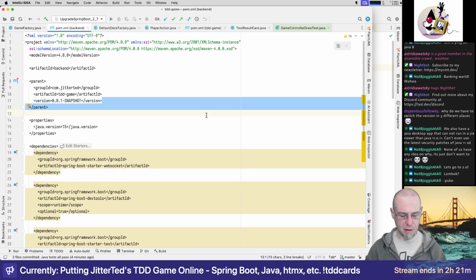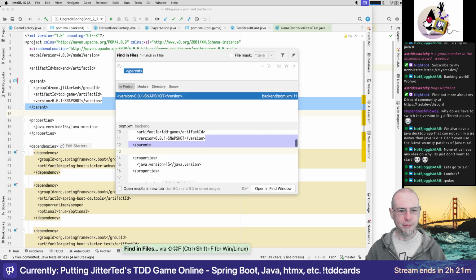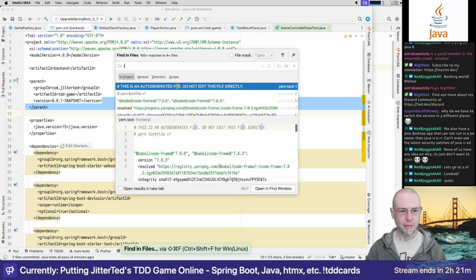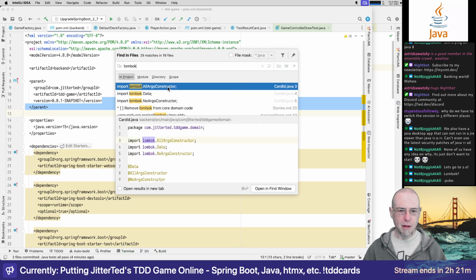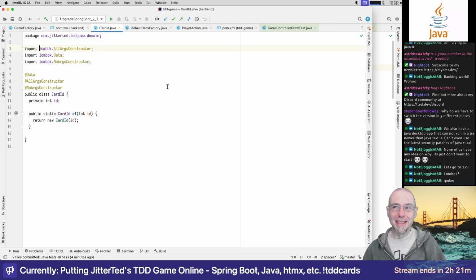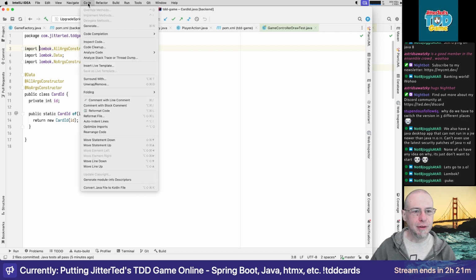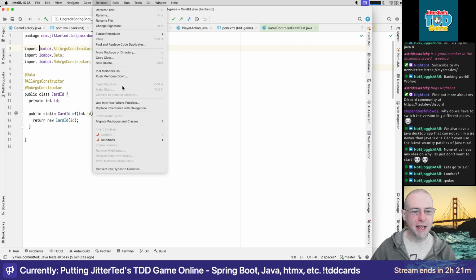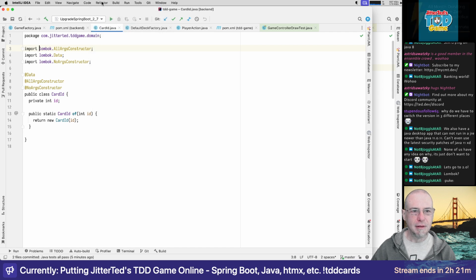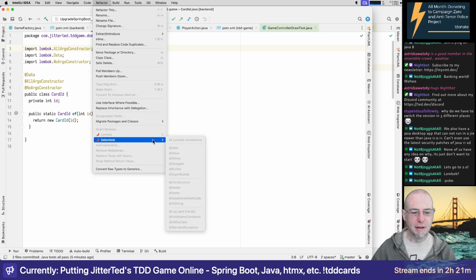Let's go to one of those. So let's go to this one. So this is basically, as I say, this could be a record. This could have been a record. So do I have refactor? There it is, delombok. Why is that not working? Oh, that's such a cheat. What a tease.